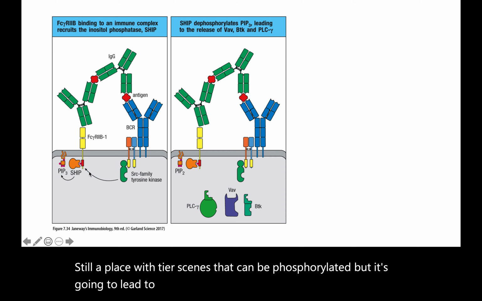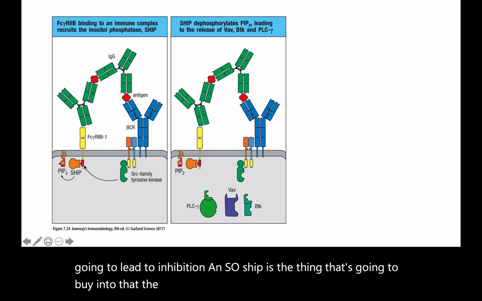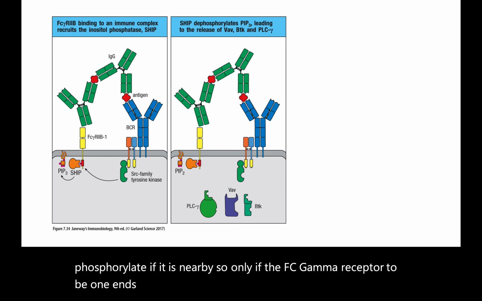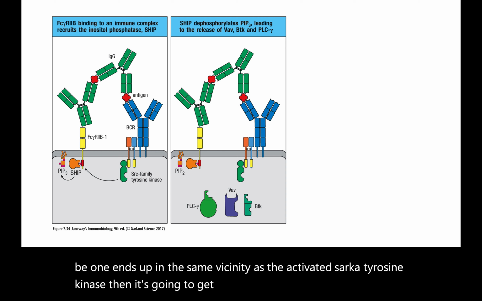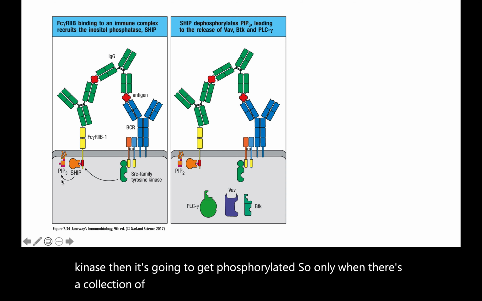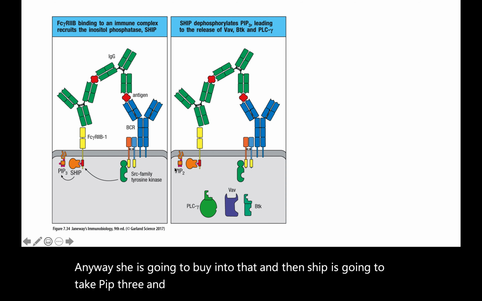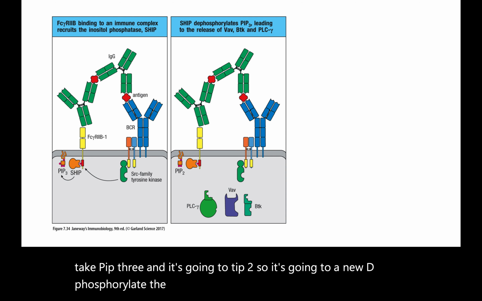And so SHIP is the thing that's going to bind to that. The Src family tyrosine kinase will come over and phosphorylate this if it is nearby. So only if the Fc gamma receptor 2B1 ends up in the same vicinity as the activated Src tyrosine kinase, then it's going to get phosphorylated. So only when there's a collection of antigens and antibodies. Anyway, SHIP's going to bind to that, and then SHIP is going to take PIP3 and turn it into PIP2. So it's going to dephosphorylate the PIP. Yeah, take off one of those phosphates.